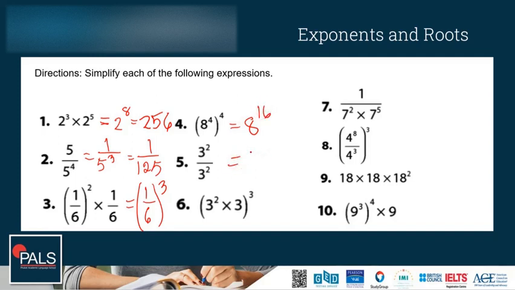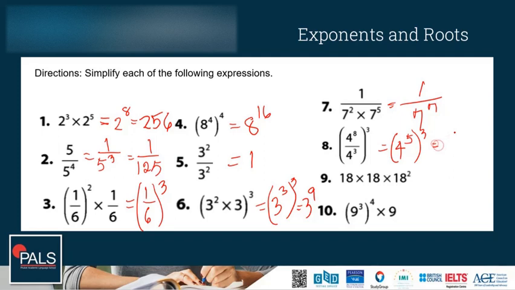Number 5, 1. Number 6, we have 3 to the power of 3, to the power of 3, which is equal to 3 to the power of 9. Number 7, 1 over 7 to the power of 7. Number 8, 4 to the power of 5, to the power of 3 is equal to 4 to the power of 15. Number 9, 18 to the power of 4. Number 10, 9 to the power of 12 times 9 is equal to 9 to the power of 13.